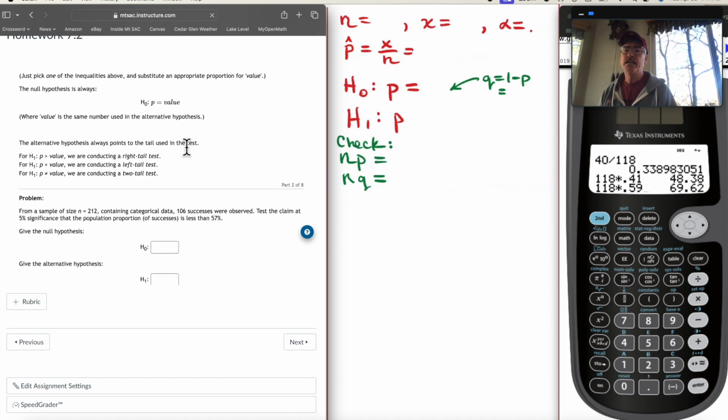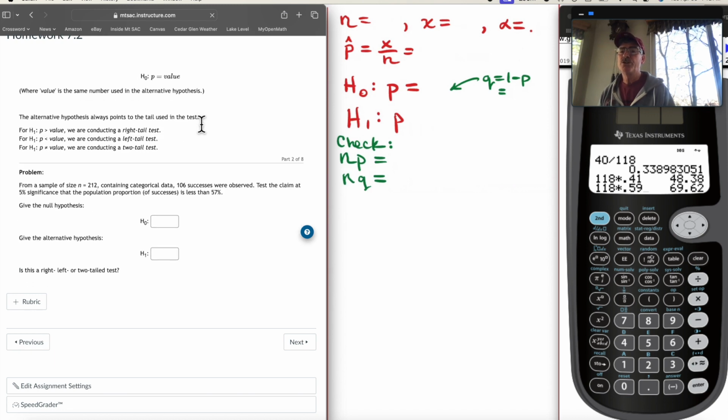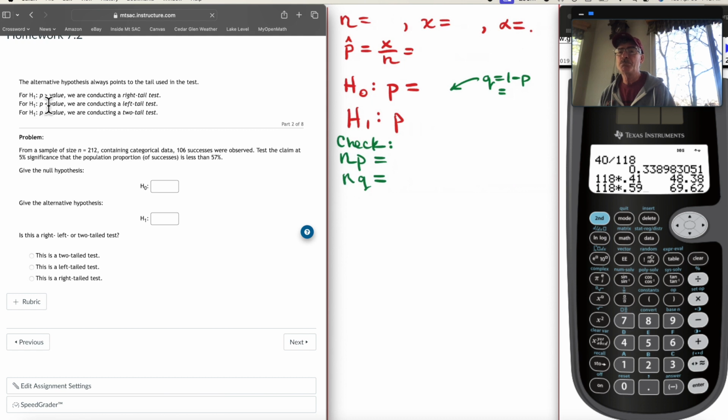And then H1 actually determines the type of test that you're doing. So when H1 says P is bigger than a value, that's a right tail test. Bigger than points to the right. Okay, when H1 says P is less than a value, that's pointing to the left, so you're going to do a left tail test. Okay, and for not equal, that technically means greater or less, so either tail works. It's a two-tail test. Okay, so those are the three kinds of tests.